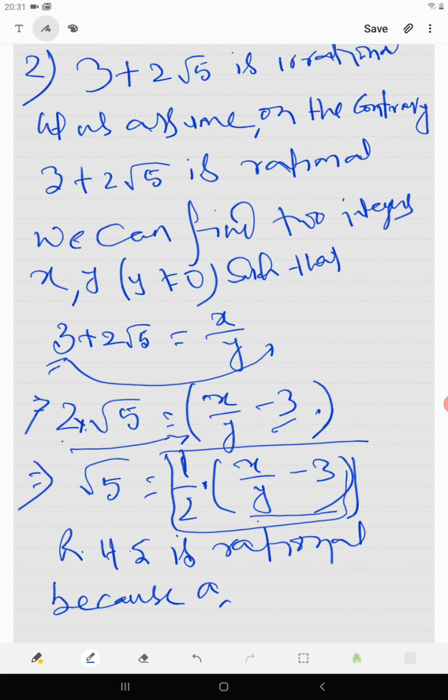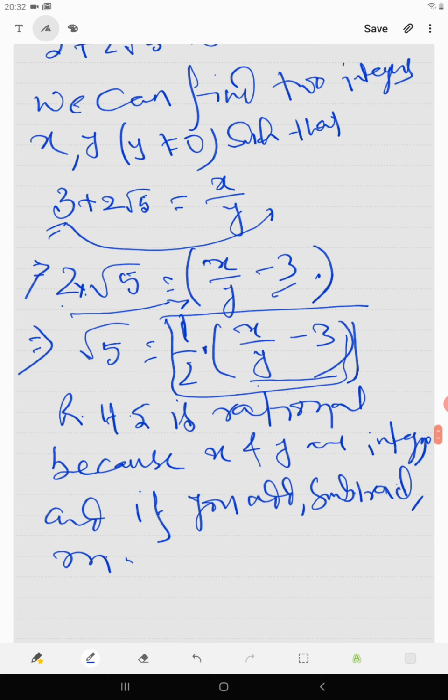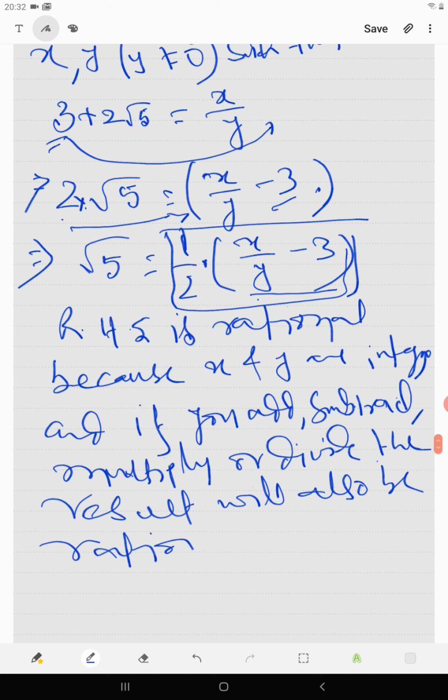A and B, because x and y are integers, and if you add, subtract, multiply or divide, the output, the result will also be rational. As simple as that.